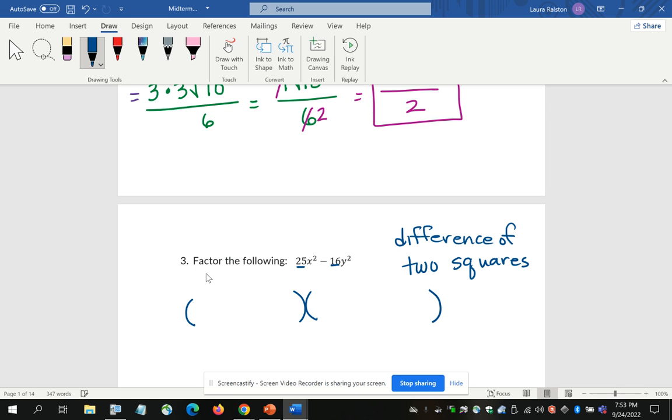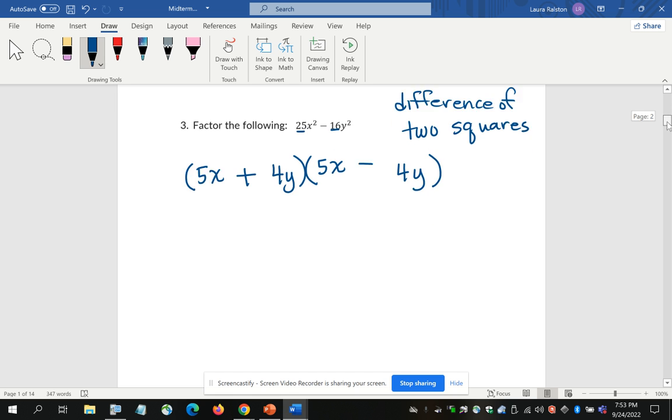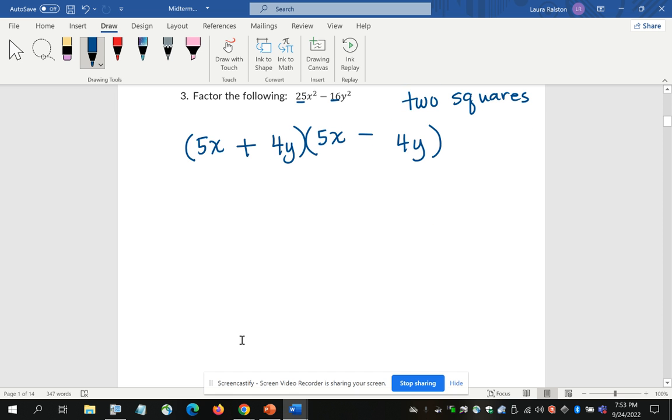So using the formula, to get 25, we would do 5x times 5x. To get 16y squared, we would do 4y and 4y. One is a plus and one is a minus. Now, it doesn't matter whether the first one has the plus sign or the second one, but the 2 terms are going to be 5x plus 4y times the second term, which is 5x minus 4y.